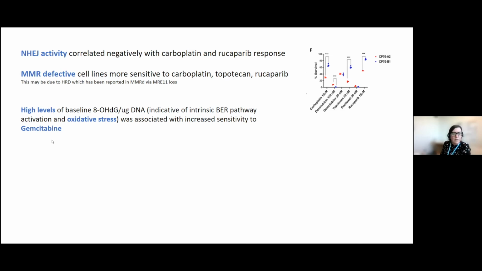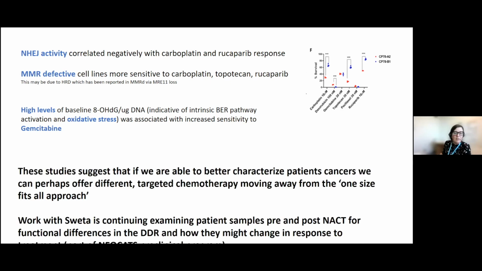Also, in keeping with the data that I was just referring to regarding the study with gemcitabine and ATR inhibitor, we saw that higher levels of replicative stress or oxidative stress were associated with increased sensitivity to gemcitabine. So these studies do suggest that if we are able to target a chemotherapy, maybe we can make different choices for our patients rather than a one-size-fits-all approach.